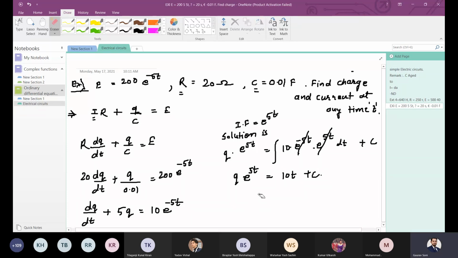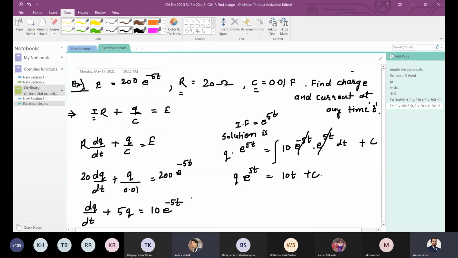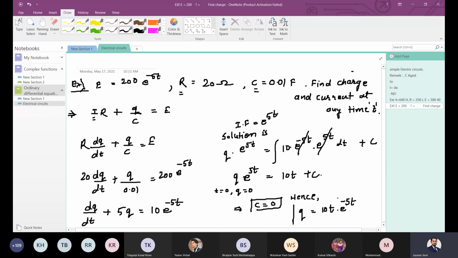What is the initial condition? Look, I need to find the charge and the current in terms of time, but there is an integrating constant. I told you while solving that at t equal to 0, q is equal to 0. So we'll get c equal to 0, right? And hence q will be equal to 10t e to the power minus 5t. This is the charge.